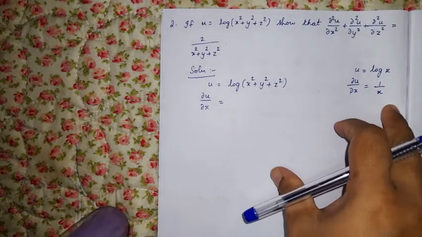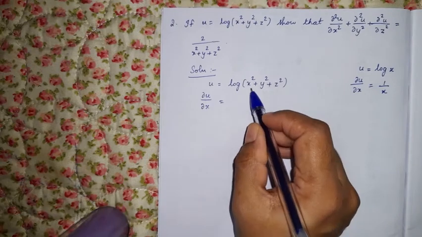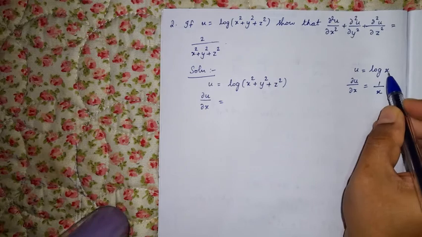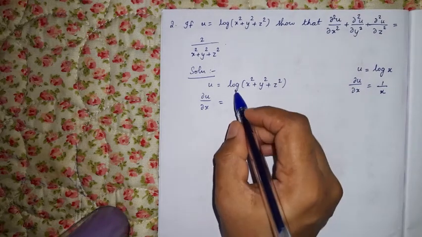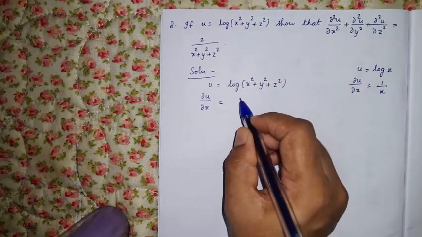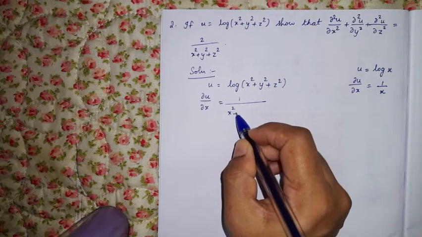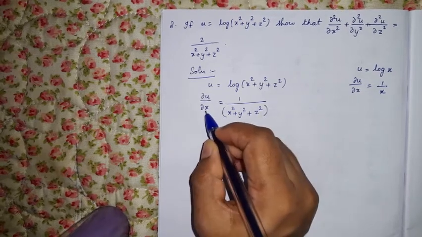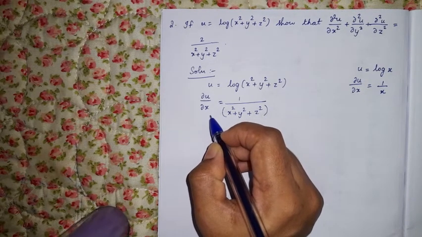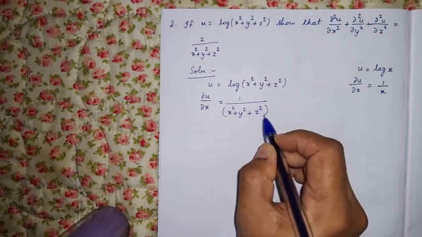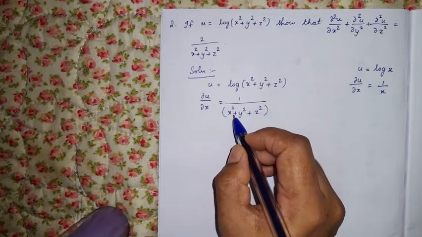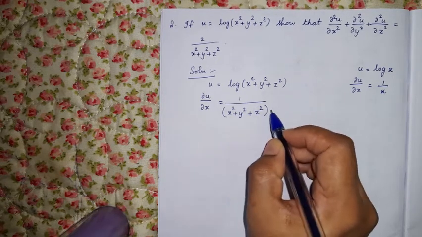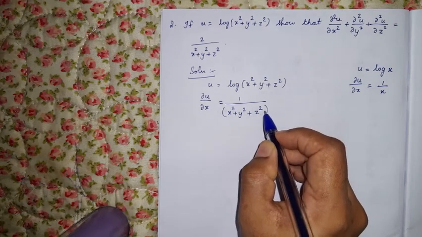This is the formula. Now what is ∂u/∂x if u is equal to log of (x² + y² + z²)? Instead of x you have this term here. Similarly, you have 1 by the same term, x² + y² + z². But you are doing only with respect to x. You have the combinations of x, y and z here. Since you are doing only with respect to x, you have to differentiate this term again with respect to x.